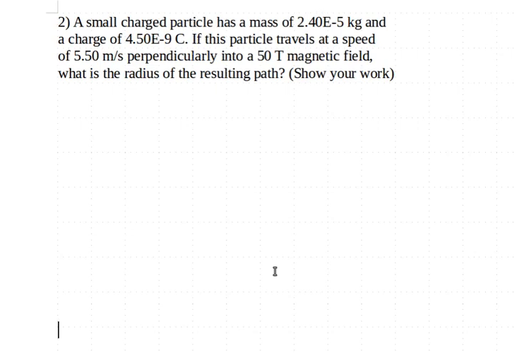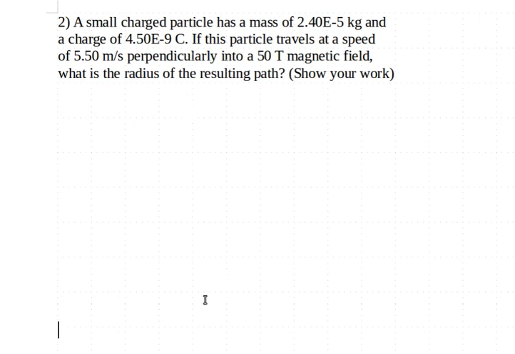Now we can look at the second problem on the back side of your worksheet for today's virtual lecture. And again, I've taken the problem and just enlarged the text a little bit so it's easier to read in the video. A small charged particle has a mass of 2.40 e to the minus fifth kilograms and a charge of 4.50 e to the minus ninth coulomb. If this particle travels at a speed of 5.50 meters per second perpendicularly into a 50 Tesla magnetic field, what is the radius of the resulting path? Show your work.